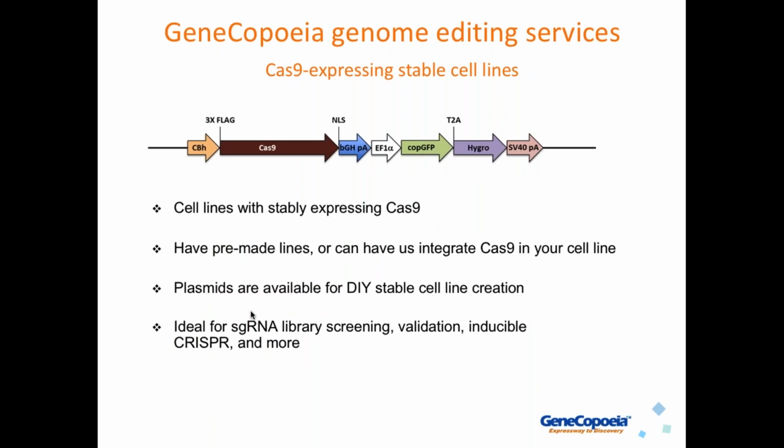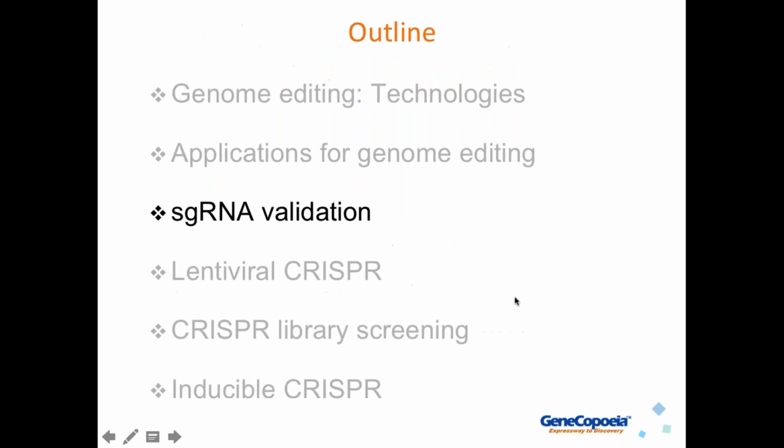All right, so back to Cas9 expressing stable cell lines. I went through all these characteristics; that's what we want to talk about in this talk. But the point I want to drive home is that these can theoretically be used for all of these applications. But I'm going to tell you about the applications that are most well suited toward using the Cas9 expressing stable cell lines. All right, so let's talk about that first application.